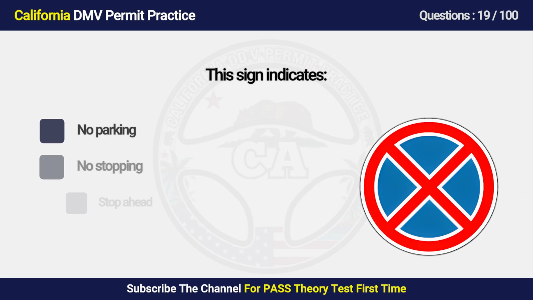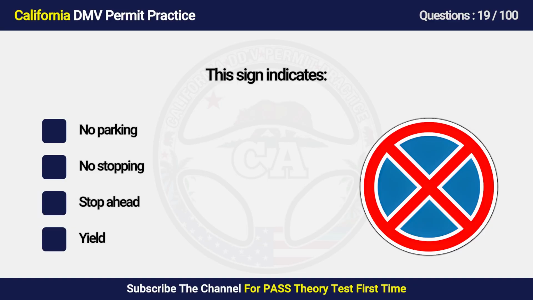Question 19. This sign indicates: A. No parking. B. No stopping. C. Stop ahead. D. Yield.